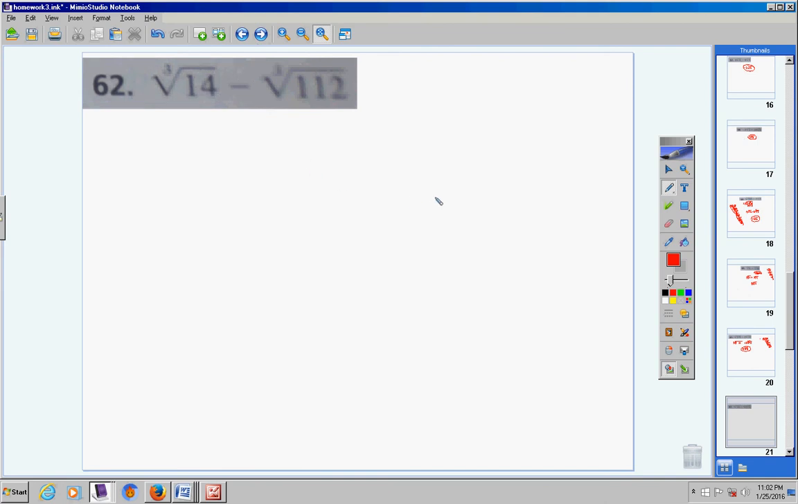62. Okay, we're going to subtract a couple radicals. So they do not have matching radicands. Let's break down the 112 and see what happens.